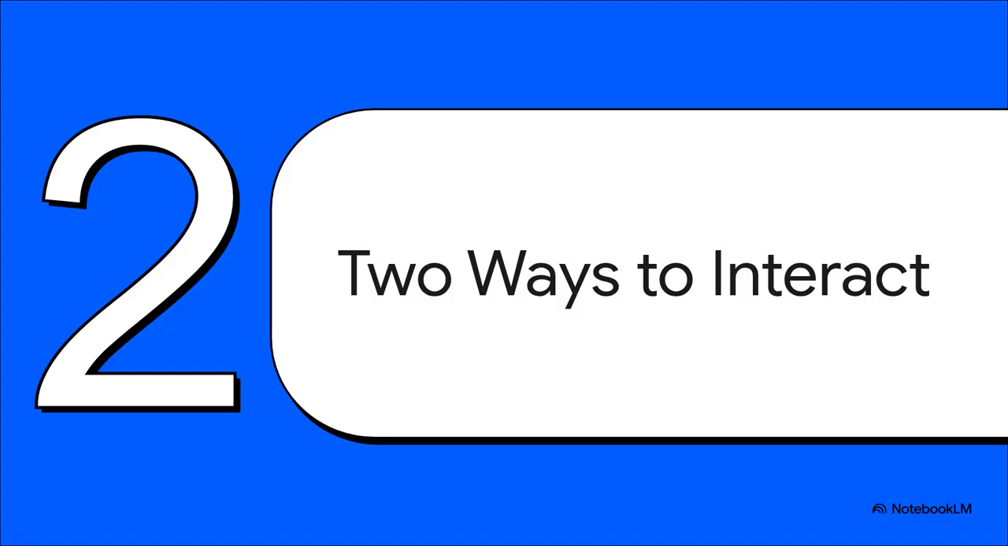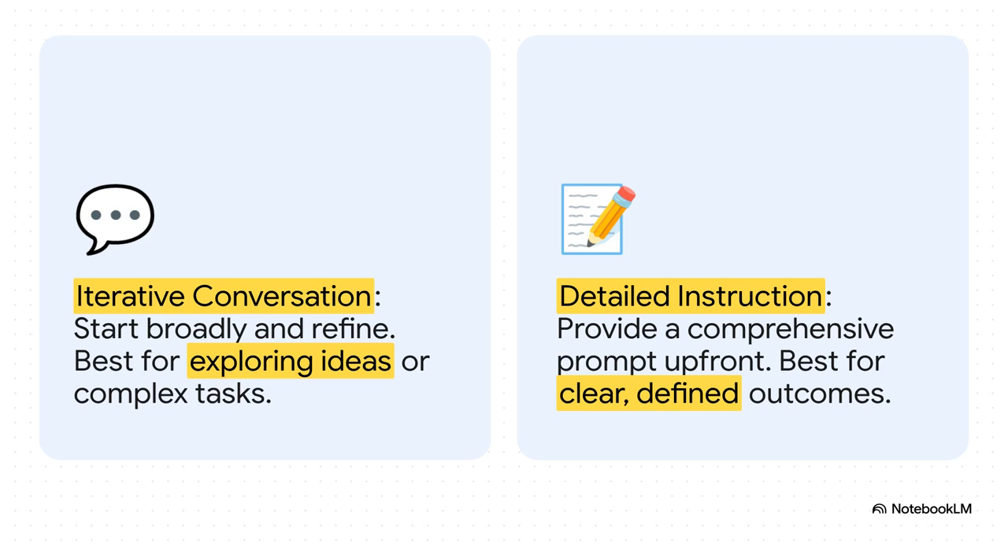All right, so how do we close that gap? It really starts with a fundamental mindset shift. You have to decide which of two main paths you want to take when you start talking to an AI. On the one hand, you've got what we can call an iterative conversation. Think of this like you're brainstorming with a colleague. You start with a big, messy idea, you go back and forth, you refine things together. It's perfect for exploring. But on the other hand, there's detailed instruction. This is where you give the AI one giant, super detailed mega prompt with everything it needs right up front. This is your go-to when you know exactly what you're trying to achieve.